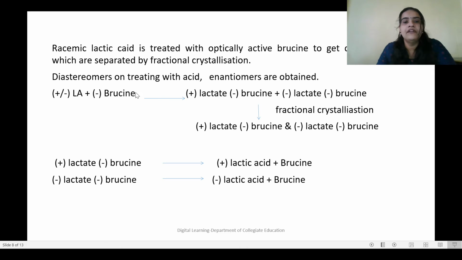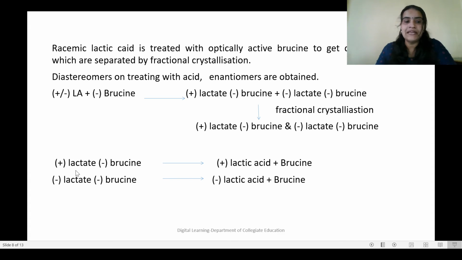So when we combine with that, we get plus lactate minus brucine and minus lactate minus brucine. So these two are diastereomers. It has lost its optical activity. This mixture can be separated by fractional crystallization, as both will be having different physical properties. Once we get both compounds separately, this can be decomposed by mixing with any mineral acid to give the corresponding enantiomer and the resolving agent back.